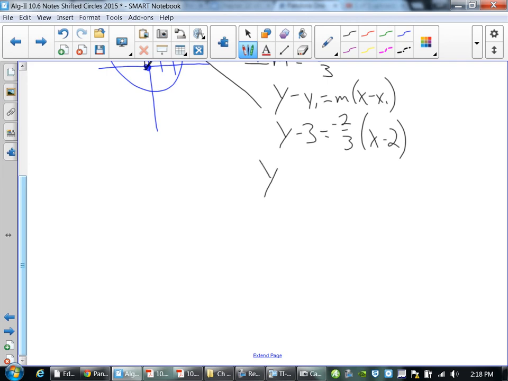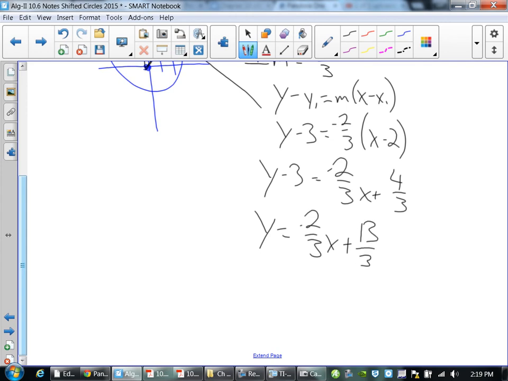So distribute out. And now I'm adding 3 over, and since I'm adding to a fraction, instead of adding 3, can I add 9/3? You see what I did there? I'm adding fractions in my brain. Good job, Mr. Murphy. Thank you. And what's 9 plus 4? 13.